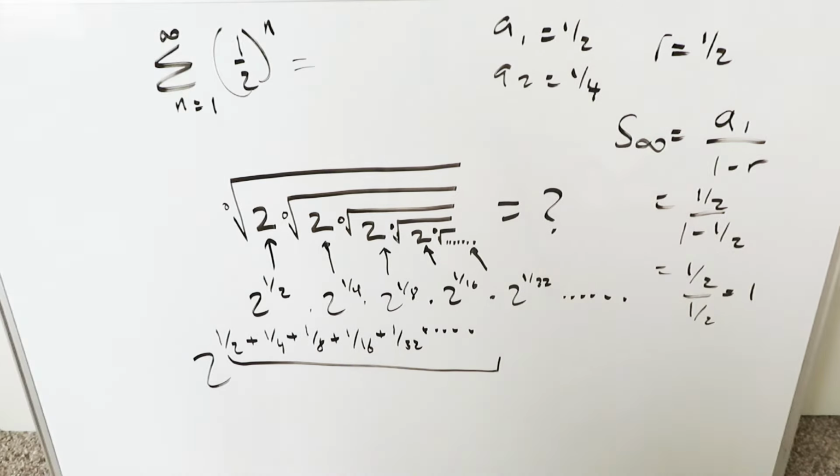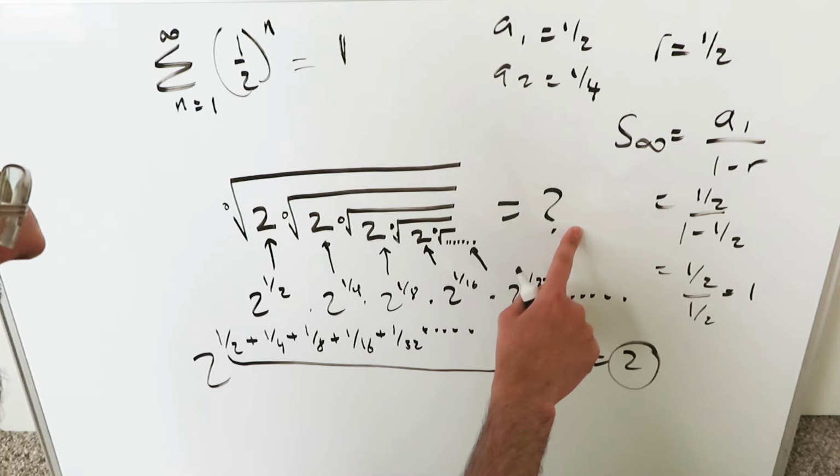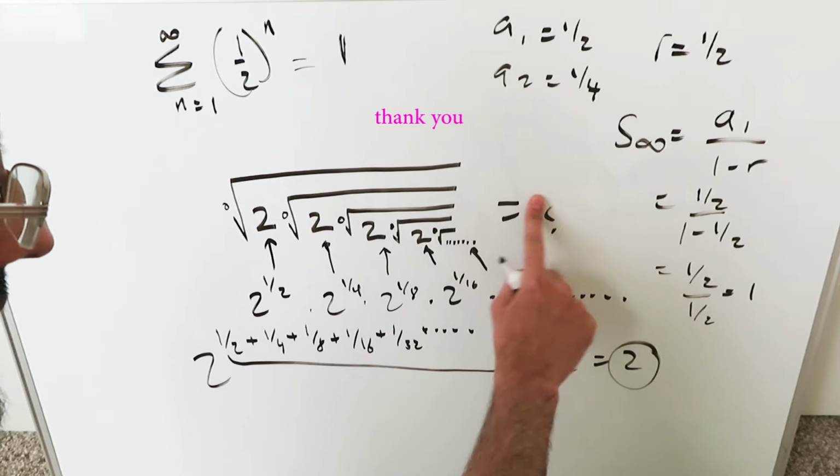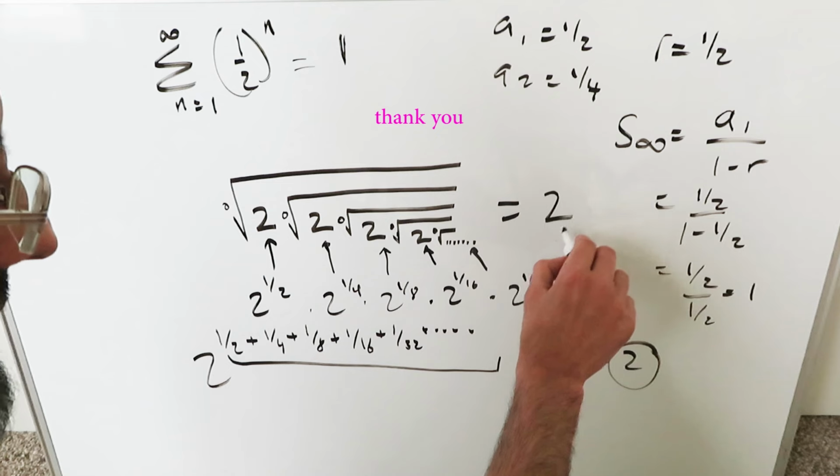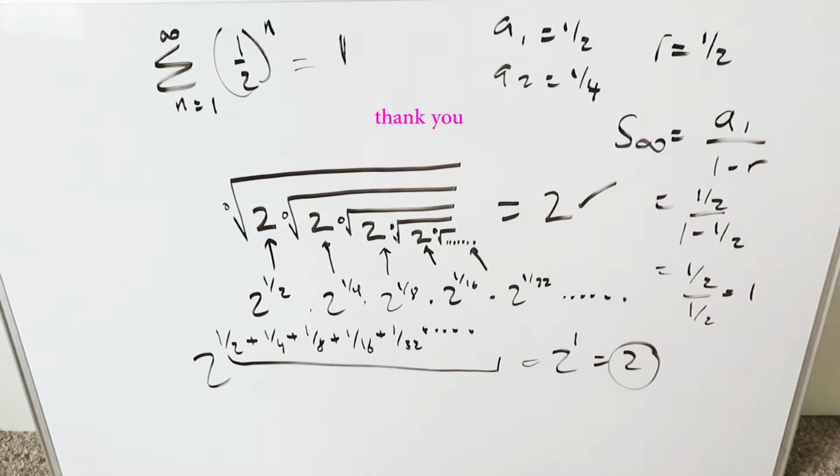In essence, all of this boils down to 2 to the power of 1, and it's going to be equal to a 2. So all of this computation gives you a value 2 and it should be correct. And that brings us to the end.